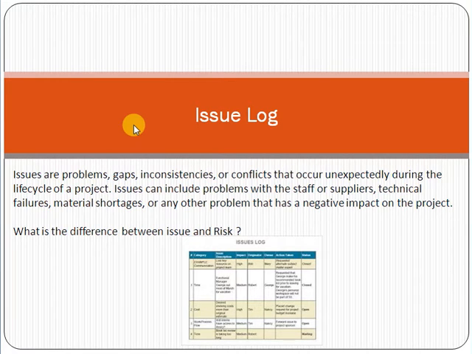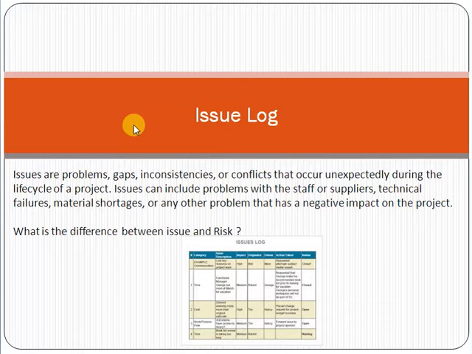Today we'll discuss a topic: the issue log. Friends, we will see this topic with respect to project management and PMBOK, the Project Management Body of Knowledge. With respect to project management, issue log is a very important topic.